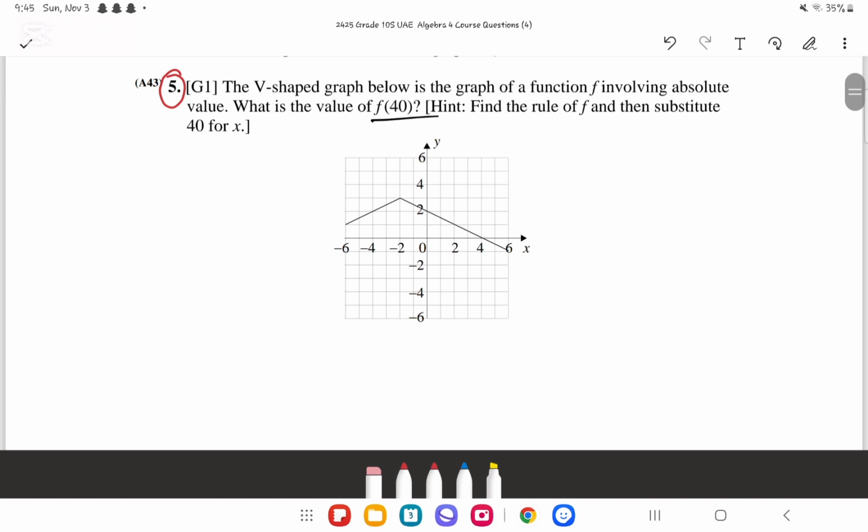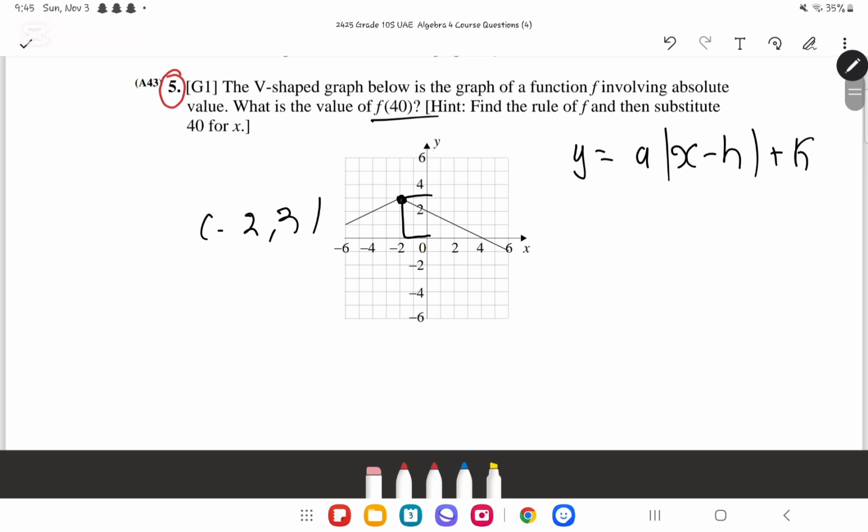We are going to write the basic function of the absolute value. In any case, whatever case you have, write the basic function of the absolute value. y is equal to a times the absolute value of x minus h, plus k. This is the basic function of the absolute value. Now to find h and k, you take the vertex point. You have minus 2, 3. So the vertex is minus 2, 3.